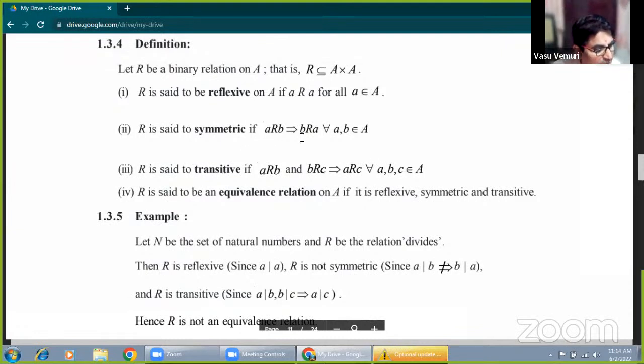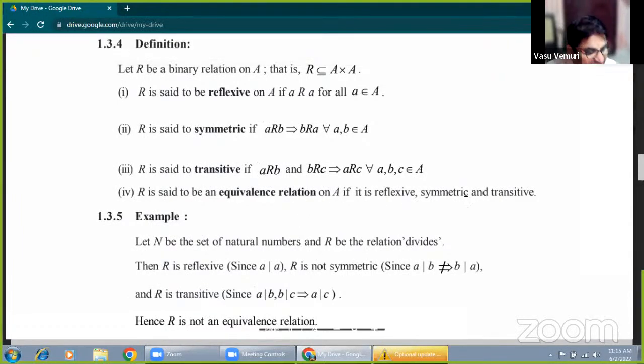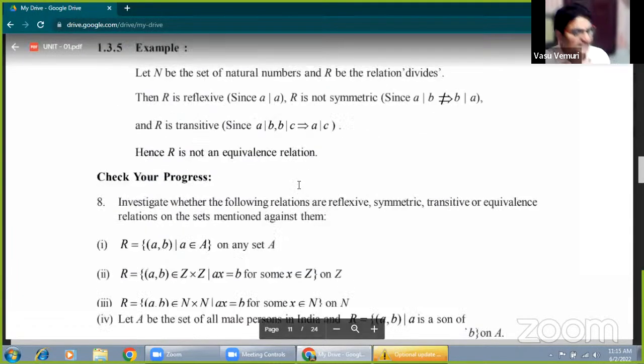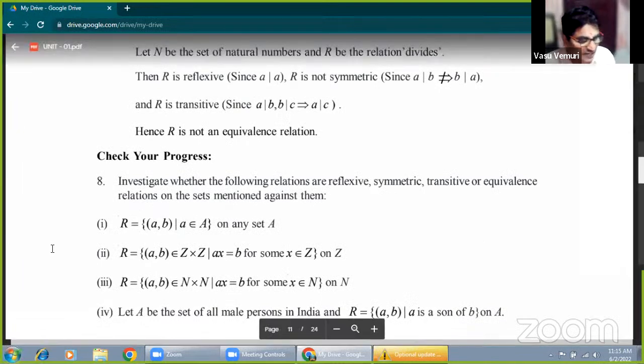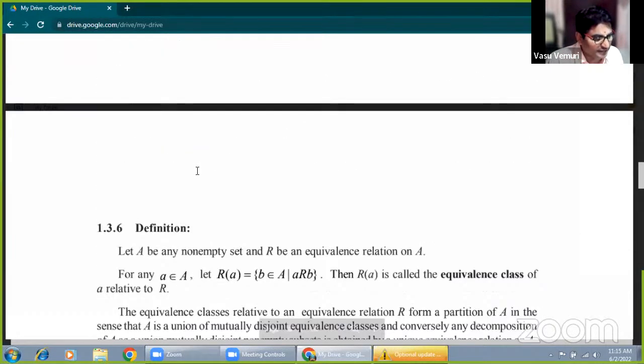Now A to B and B to A is the symmetric. A to A relation is called reflexive. When these three properties are satisfied, that is, when the relation is reflexive, symmetric and transitive, it is called an equivalence relation. That's enough; there are many examples, but they are not necessary here. Next, see this one.